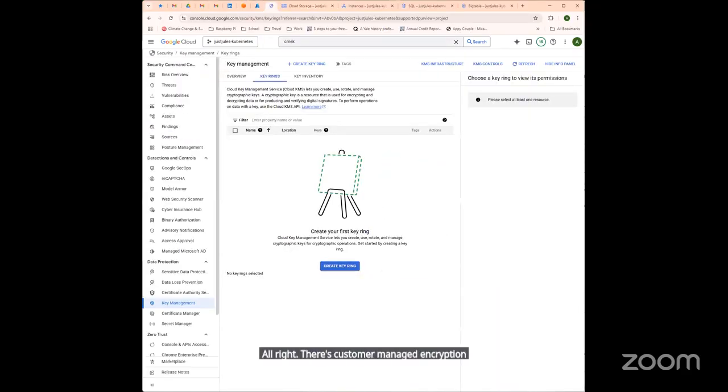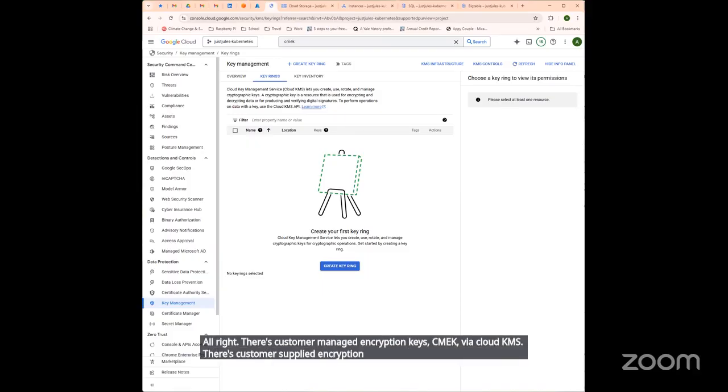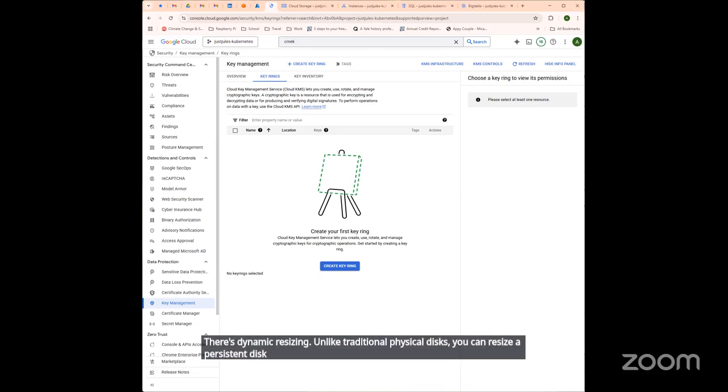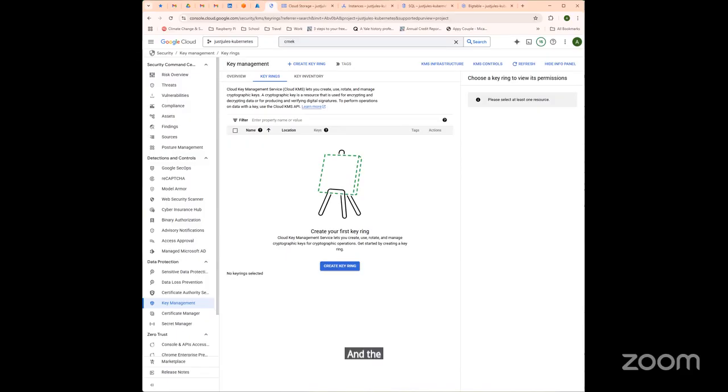There's customer managed encryption keys, CMEK, via Cloud KMS. There's customer supplied encryption keys that you provide directly. There's dynamic resizing. Unlike traditional physical disks, you can resize a persistent disk on the fly. You can increase the disk size without VM downtime. This grows from 10 gigabytes to 64 terabytes, depending on disk type. And the VM OS recognizes new space after a simple resize command.